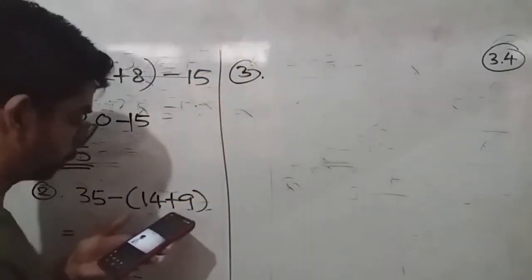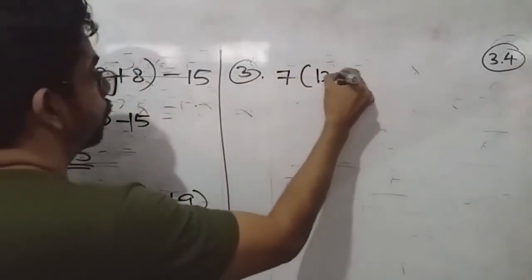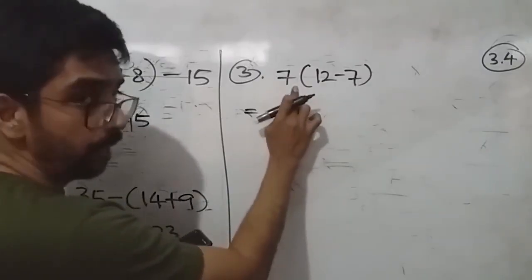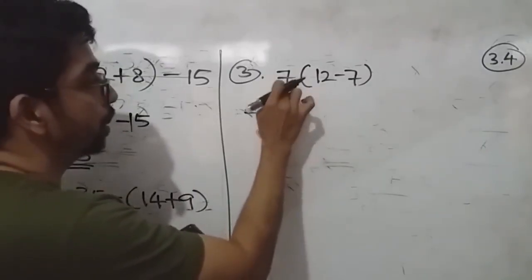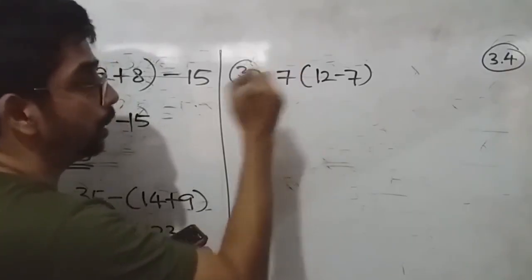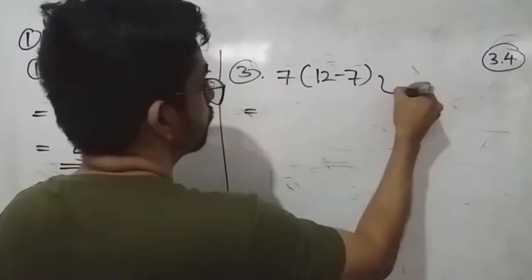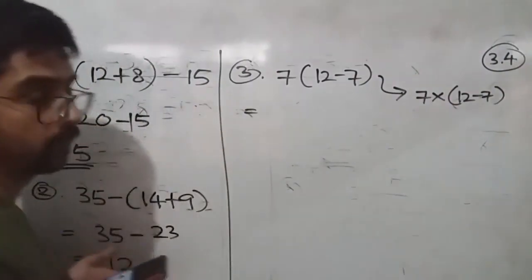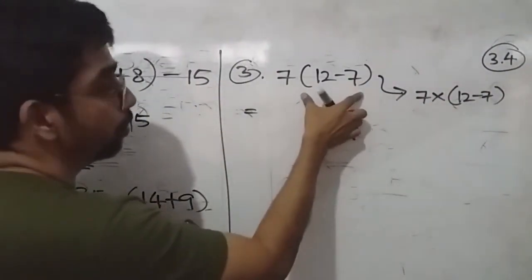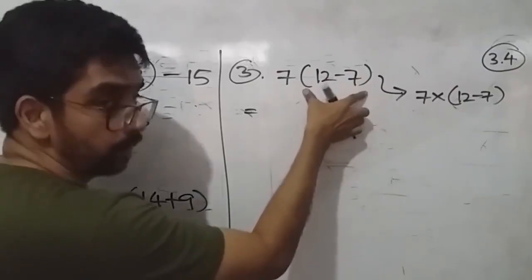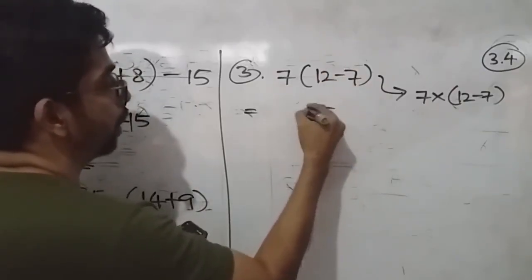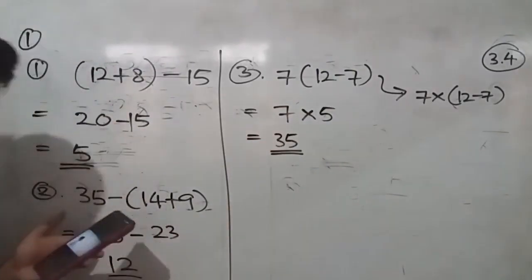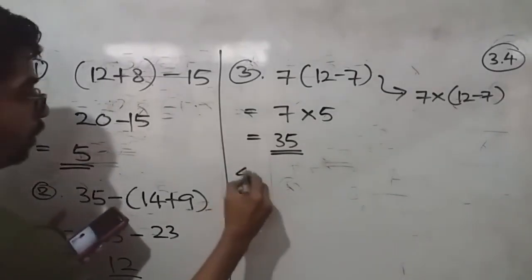Question part 3. 7 times 12 minus 7. Right. So we have to simplify the brackets. And here, right, what is between 7 and this bracket? Opening bracket. A multiplication, right? So this is the same thing, 7 times 12 minus 7, right? So here we have to simplify the brackets first. So 12 minus 7, that becomes a 5. 5 times 7. So here the answer is what? 35. Right.